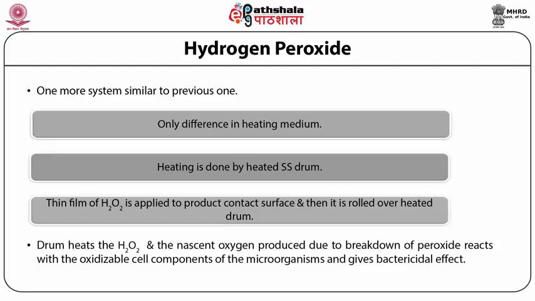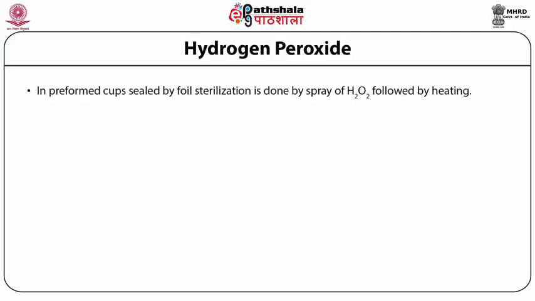Contact with the drum heats the peroxide, and the nascent oxygen thus produced due to breakdown of peroxide reacts with the oxidizable cell components of the microorganisms and causes a bactericidal effect. Another system utilizes preformed cups to which a lid foil is heat sealed after filling. The cups are fed into the machine where they are sterilized by applying a spray of peroxide followed by heating. The lid material is sterilized by being passed through a bath of hydrogen peroxide.